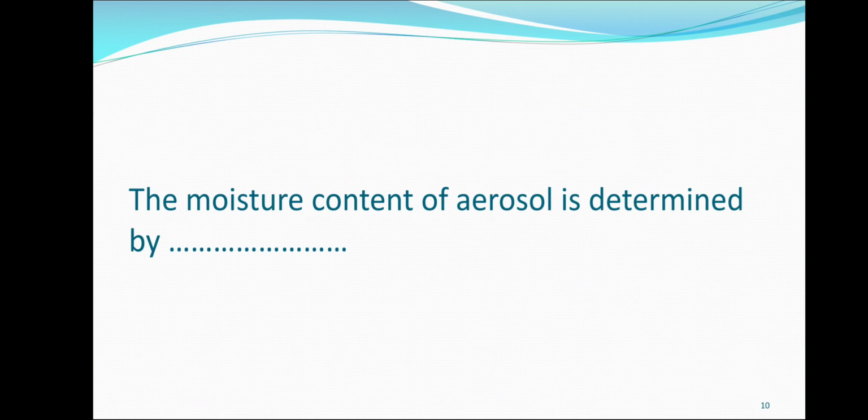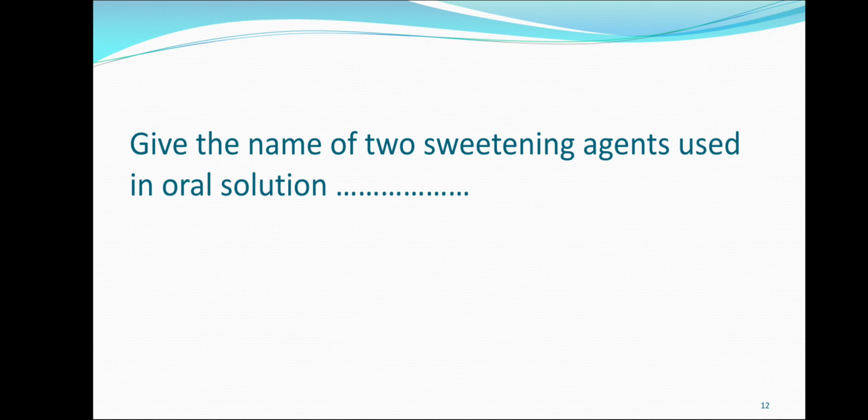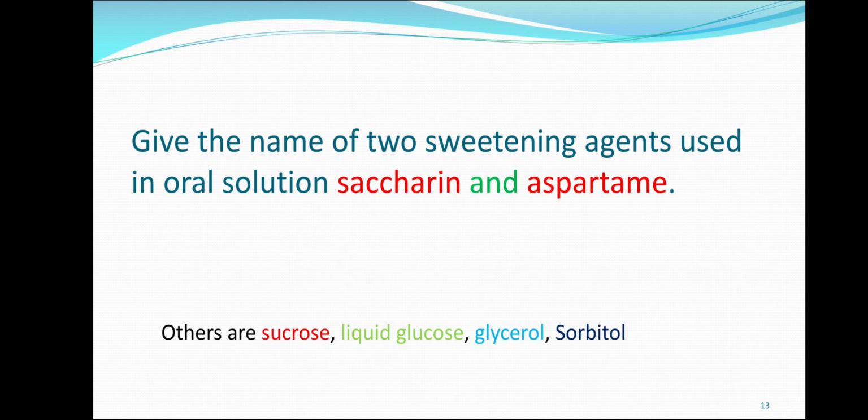Next is: the moisture content of aerosol is determined by dash. The answer will be Karl Fischer technique and gas chromatographic method. Next is: give the name of two sweetening agents used in oral solution. The answer will be saccharin and aspartame. You can also write any two of the following: sucrose, liquid glucose, glycerol, sorbitol, etc.